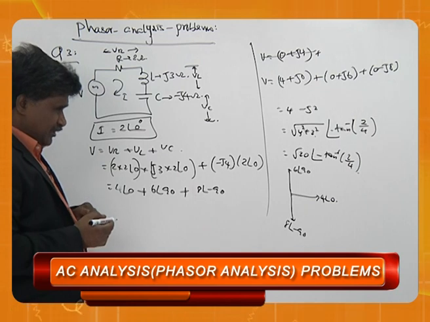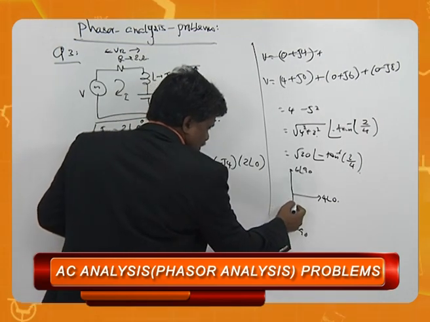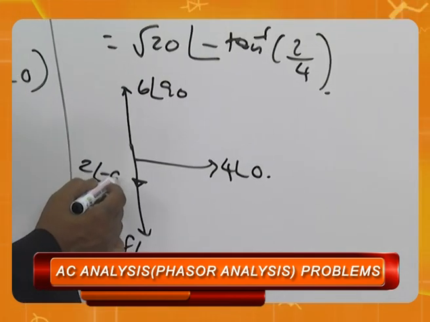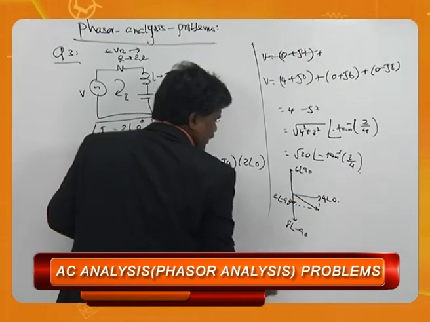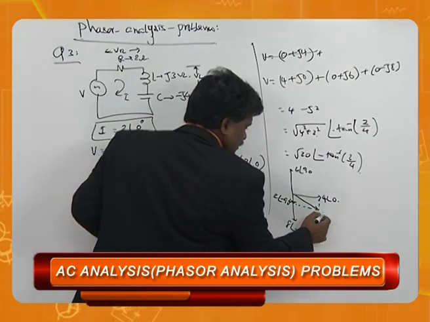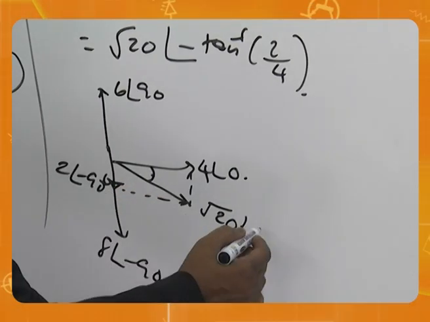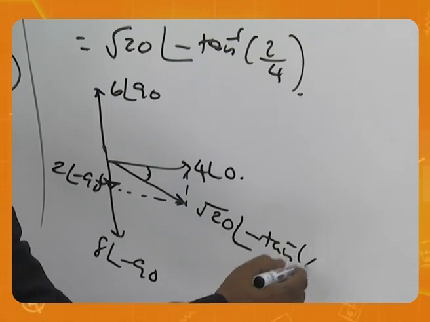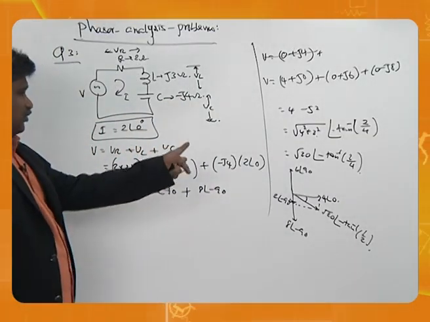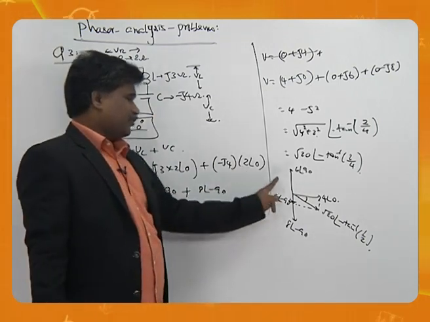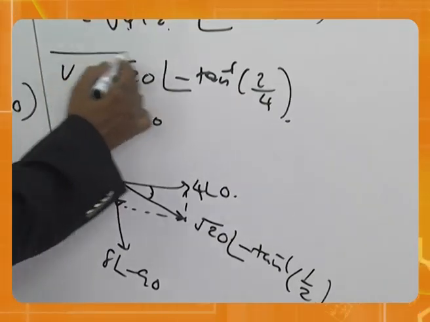So now what is the overall? The overall is 6 minus 2, the overall is here. So 2 angle minus 90. Take the magnitude, you will get this answer. What is the answer? Root 20, whereas the angle is minus tan inverse of 1 by 2. So this is called calculation and then phasor diagram. So the overall answer given for this V is this.